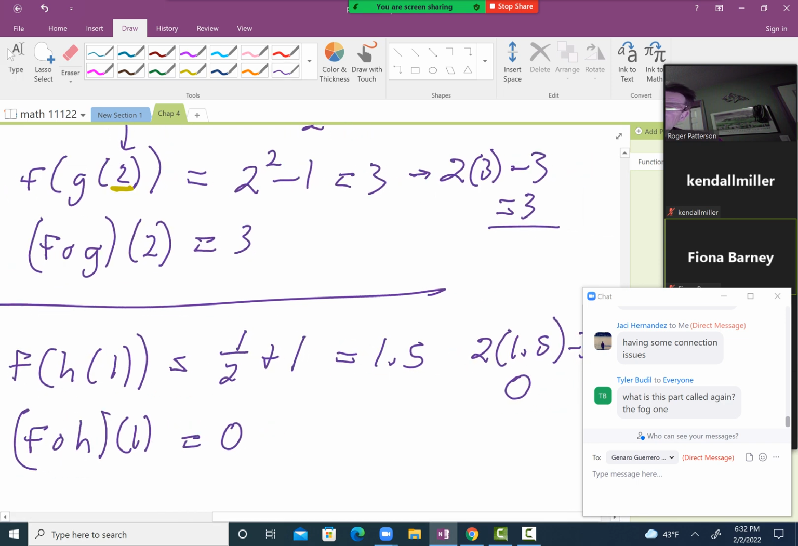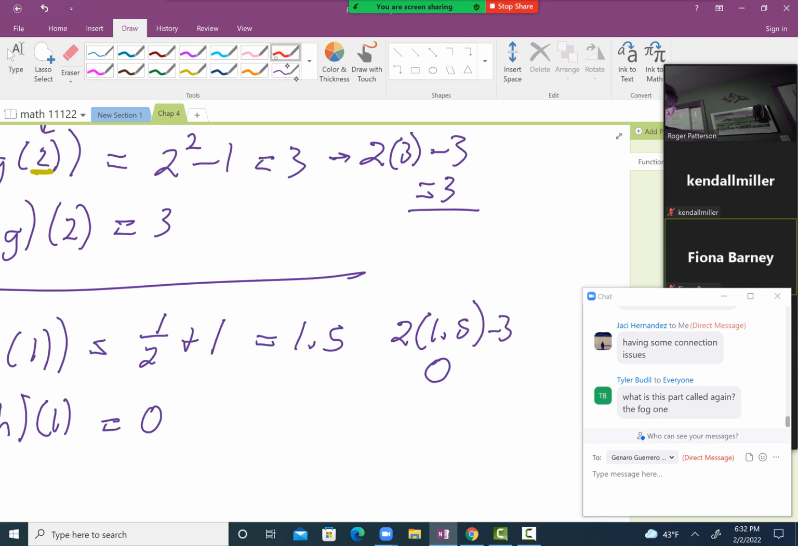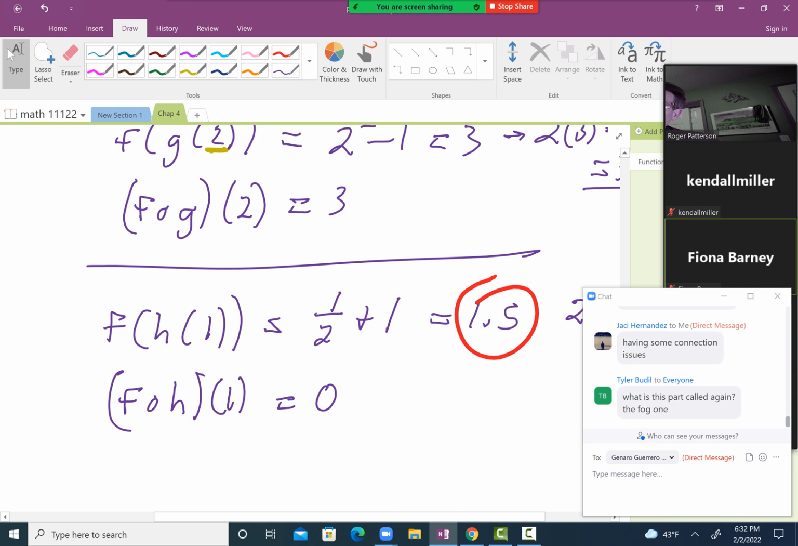I think I know what you're asking. For example, in this case, we did h of 1, right? So that gave us 1.5. That was the output, right? Now that output becomes the input, but you've got to put it into the f function, or whatever function is specified on the outside. Does that answer your question? Okay, got it.